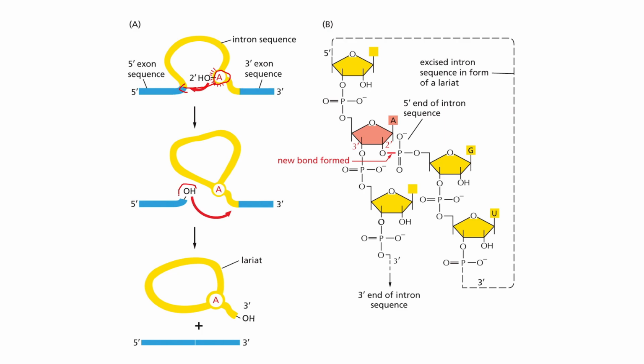Okay, you're going to have a free alcohol group right here, recombining back to the next exon. This is the intron right here. Okay, and it's going to essentially get cleaved off, forming a shape called a lariat. A lariat being a circular loop. And then you have your completed exon sequence here.